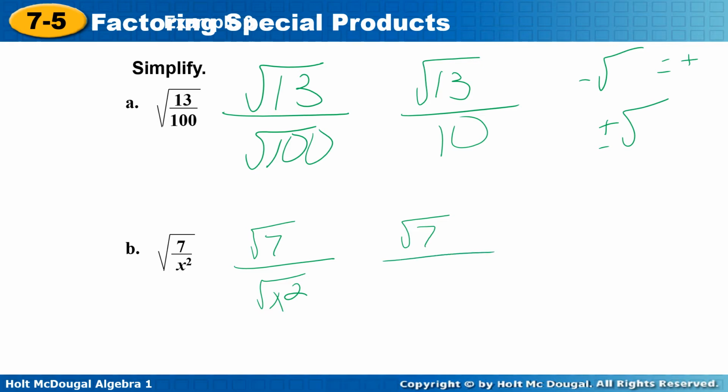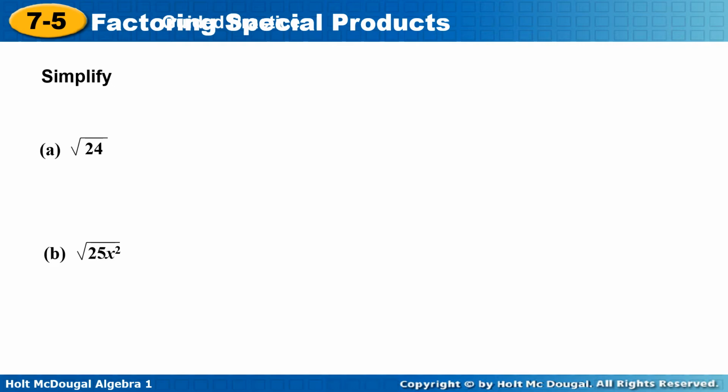We cannot break that down any further because there's no perfect squares that go into 7. Okay, other than 1, but 1 doesn't help. The square root of x squared would be x, and then you have your final answer in simplest radical form. Okay, so let's practice a couple more.